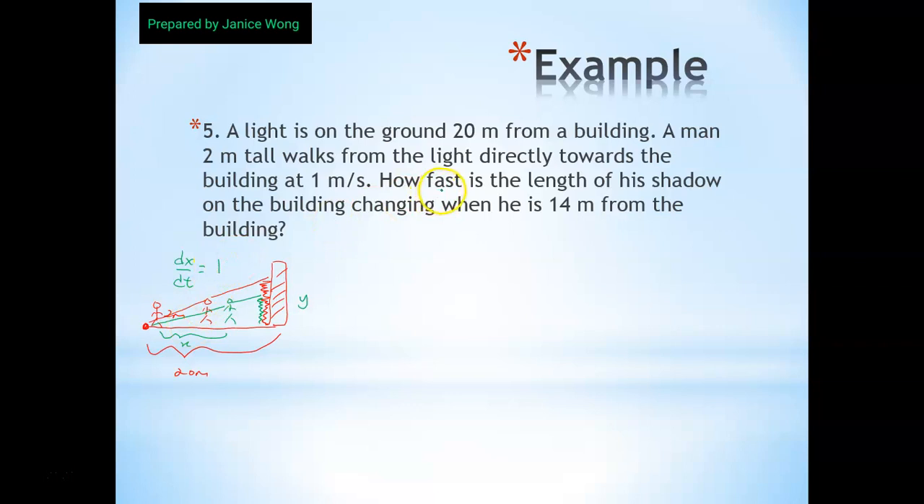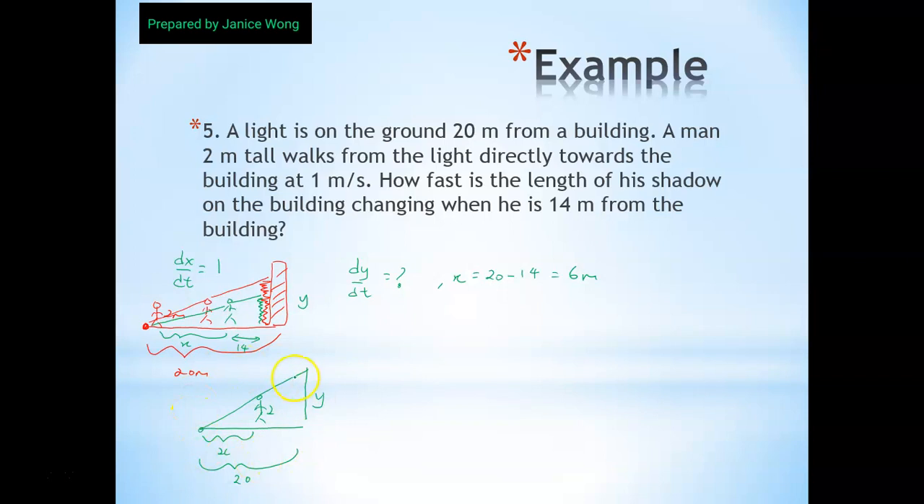The question asks for the rate of change of the length of his shadow. What is dy over dt? When he is 14 meters from the building. Let's see first. If it is 14 meters from the building, x will be 20 minus 14, which is 6 meters. Let's draw the condition first, the triangle shape here. This is the length of the shadow y. This is the man's height 2. Here is the distance walk, which is x. The distance from the light to the building is 20.